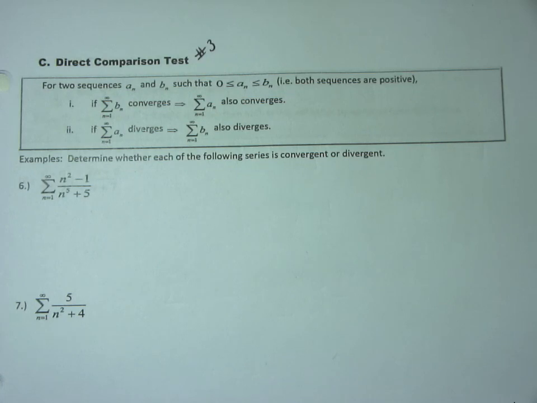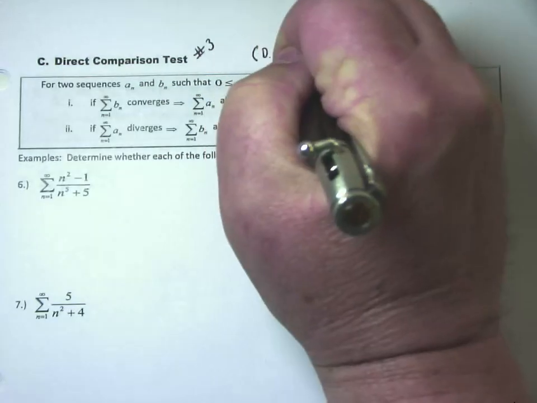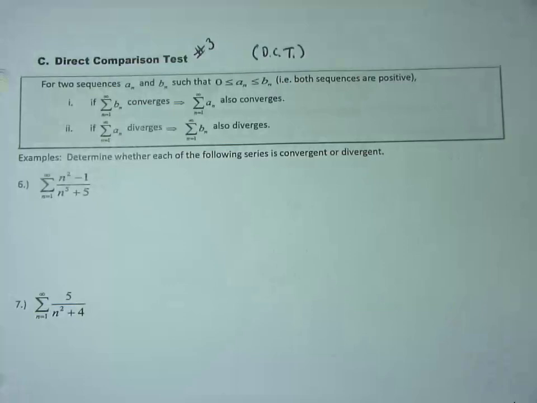But we're math people, we can't handle too many words. Direct comparison test. We shall shorten it to the DCT, direct comparison test. We abbreviate everything in math. There it is. All right, so here's what the direct comparison test says.